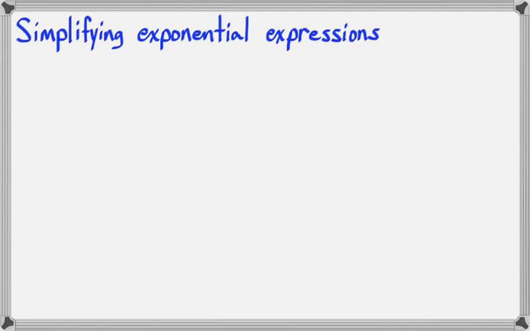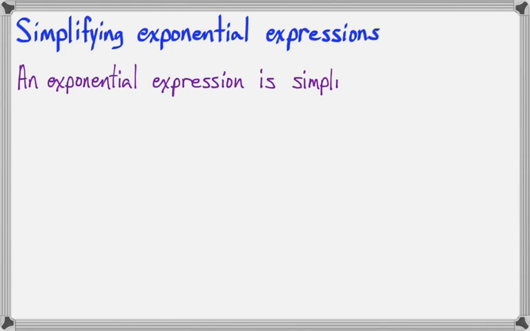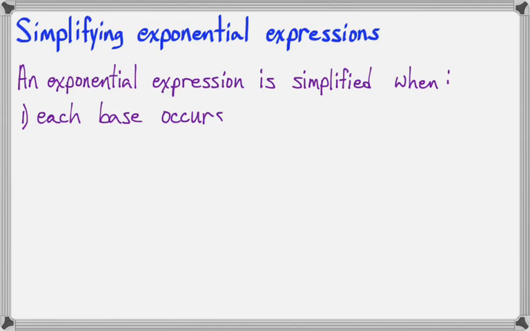In this video we'll talk about simplifying exponential expressions in general. Now it's good to know what's meant by simplify. So an exponential expression is considered simplified when the following conditions are met. First of all, each base should occur only one time. For example, if we have x's in the top and x's in the bottom, that means that more simplifying can be done.